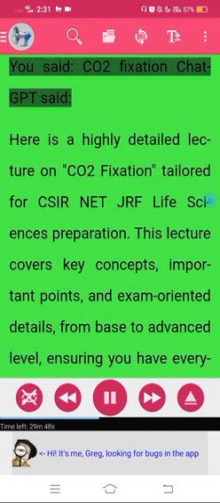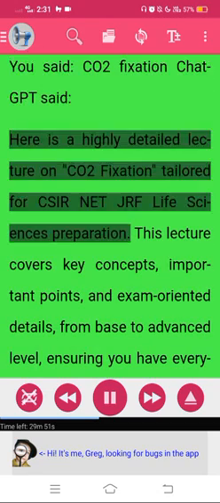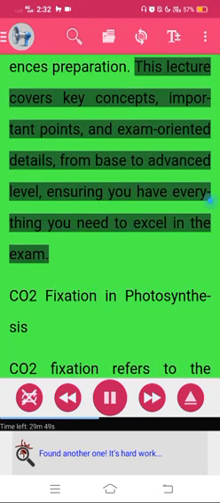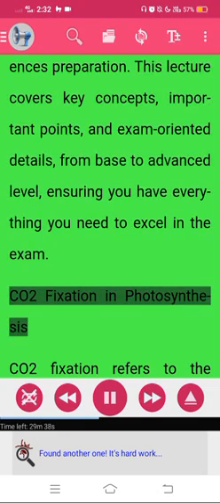CO2 fixation. Here's a highly detailed lecture on CO2 fixation, tailored for CSIR NET JRF Life Sciences preparation. This lecture covers key concepts, important points, and exam-oriented details from base to advanced level, ensuring you have everything you need to excel in the exam. CO2 fixation in photosynthesis.